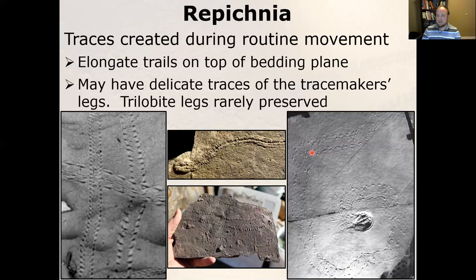That's kind of rare. Remember, in a lot of cases, all we know are the tracks and the traces, and we assign them a name, and we don't know necessarily which organism actually made them. In this instance, we do, because it's right there. It's pretty clear what made this track, but it's not quite as straightforward in most cases. And so we name the track, and we may or may not know which organism created it.